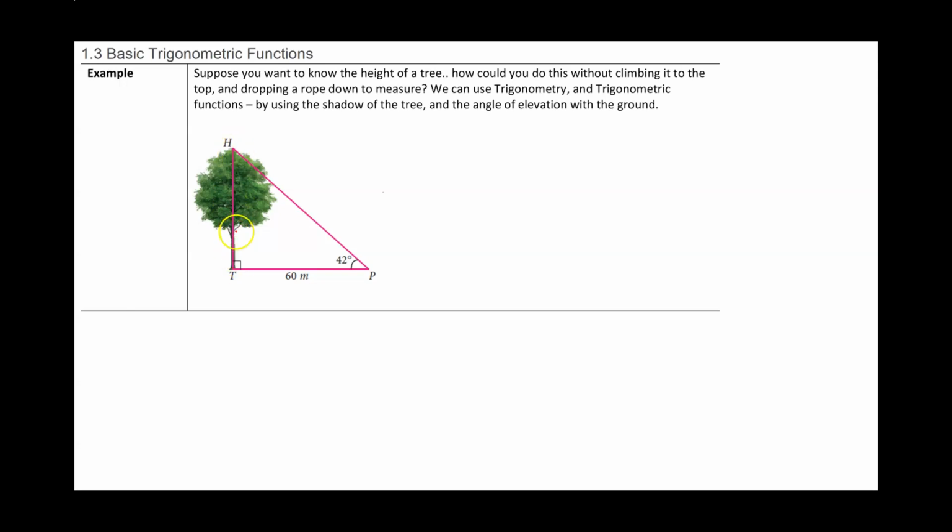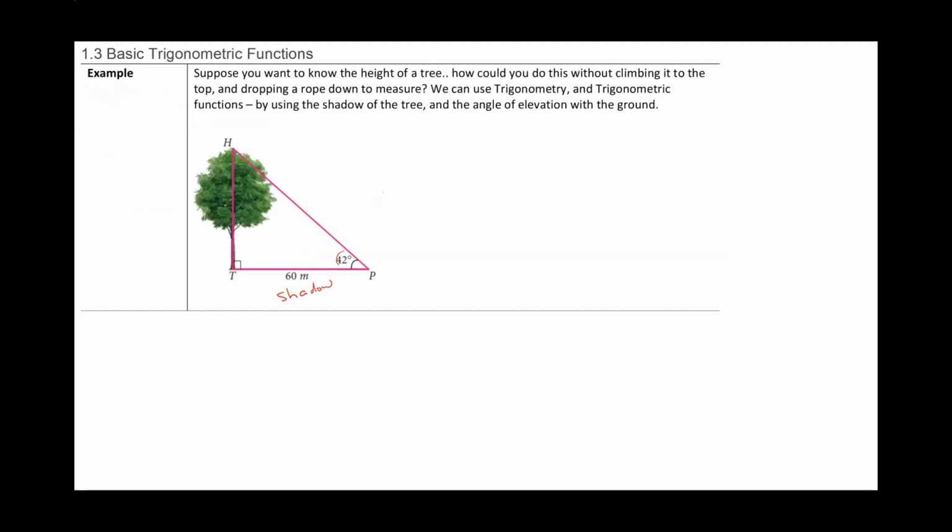Now, let's say that you want to know the height of a tree, but you don't have the means to climb up there and measure it. So how could you do this without climbing to the top and dropping a rope down to measure? Well, we can use trigonometry and trigonometric functions by using the shadow of the tree. This we can measure, right? This is the shadow. We can measure this without climbing the tree because it's horizontal. And we can measure this angle here. This is called the angle of elevation, which we'll talk more about later on. It's pretty amazing, but using just these two, we can figure out the height of that tree. And this is one of the ways in which trigonometry is used.